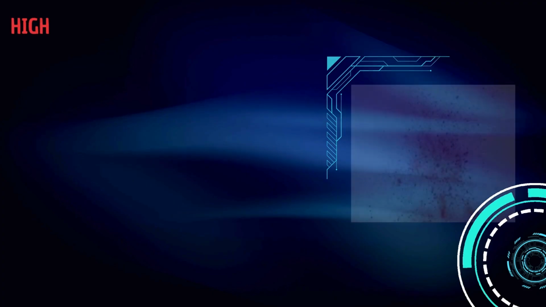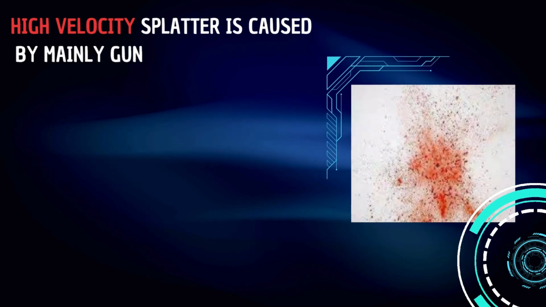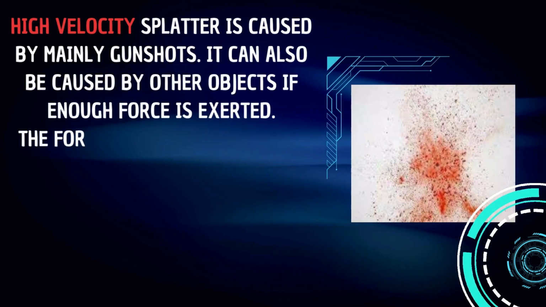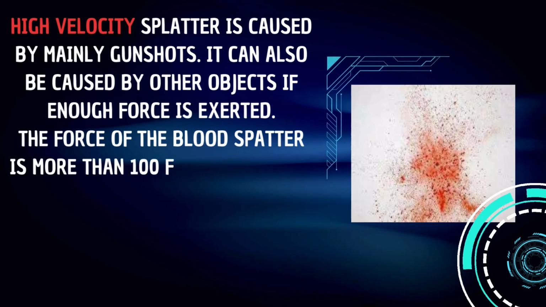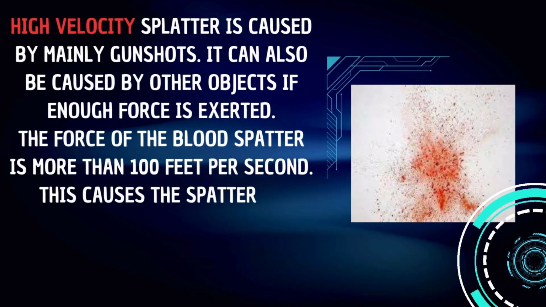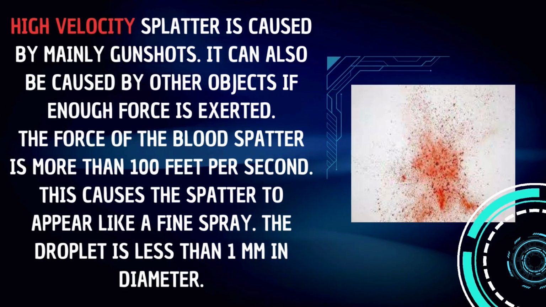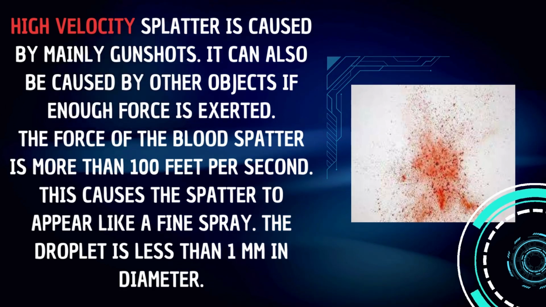High-velocity spatter is caused mainly by gunshots. It can also be caused by other objects if enough force is exerted. The force of the blood spatter is more than 100 feet per second. This causes the spatter to appear like a fine spray. The droplet is less than 1 millimeter in diameter.